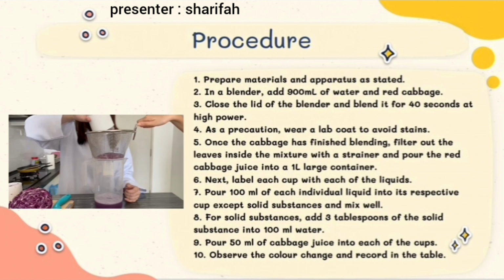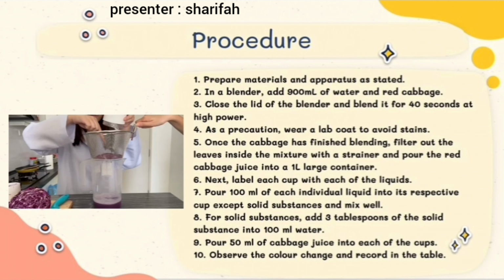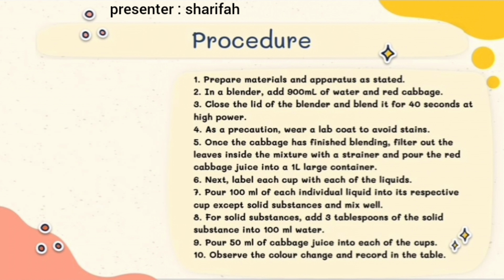Next, label each cup with each of the liquids. Pour 100 ml of each individual liquid into its respective cup except for solid substances and mix it well. For solid substances, add 3 tablespoons of solid substance into 100 ml of water. Pour 50 ml of cabbage juice into each of the cups. Observe the color changes and record the table.